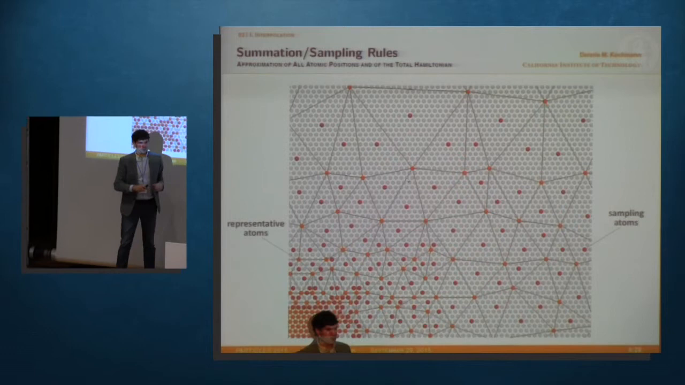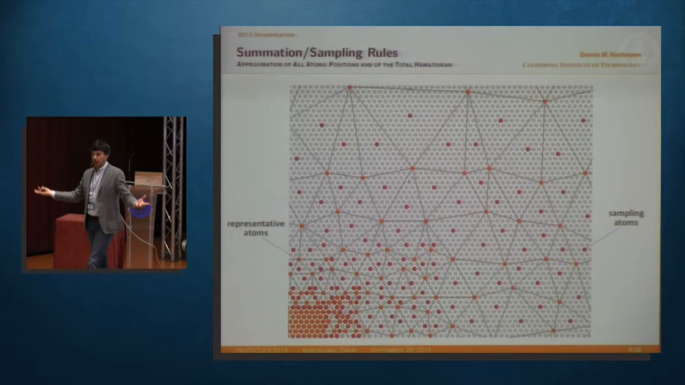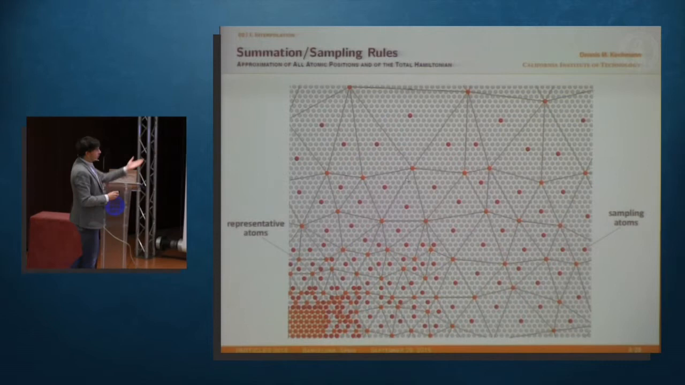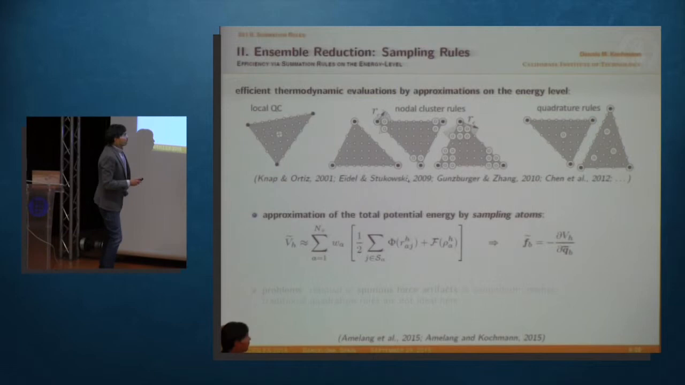I compute their energy, I give them a weight, I sum them up, and I assume that this is representative for the entire crystal. It's an assumption. Now, where do you put those points and how do you choose the weights? That's the big challenge. People have done this for a while, and here are some references.